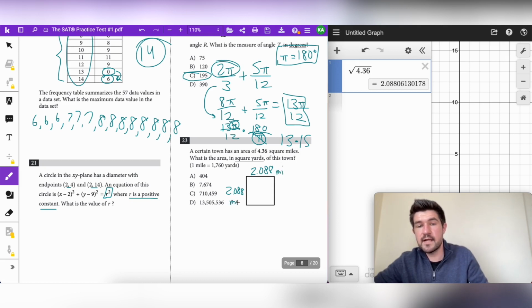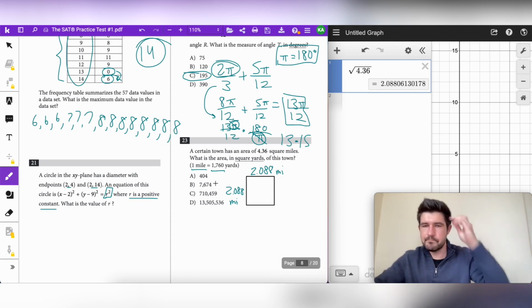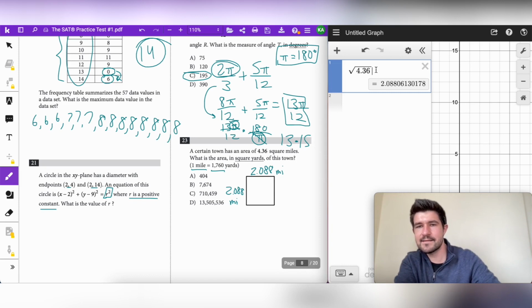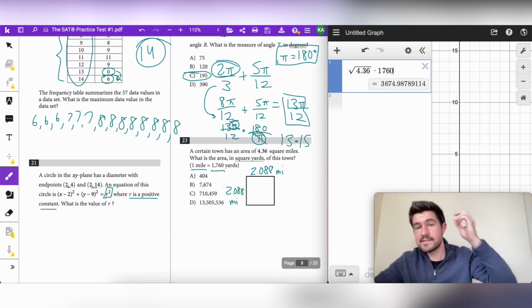So now we've got our miles of this square, but we don't want it in miles, we want it in square yards. So how do we convert from 2.088 miles to yards? Well, if a mile is 1,760 yards and we've got a little more than 2 miles, we should be able to multiply 2.088 by 1,760. So if we do that, there's our answer. Well, it's not our answer yet. That's the number of yards on this square.